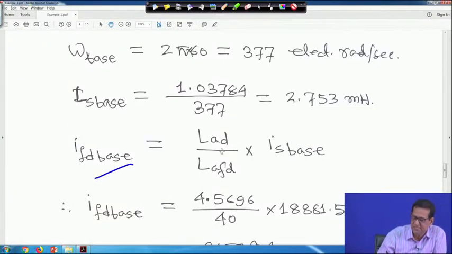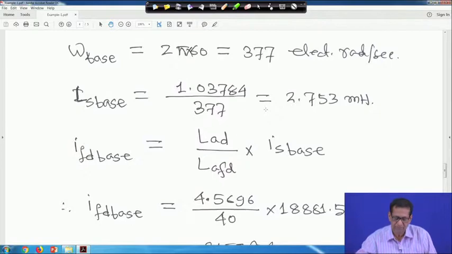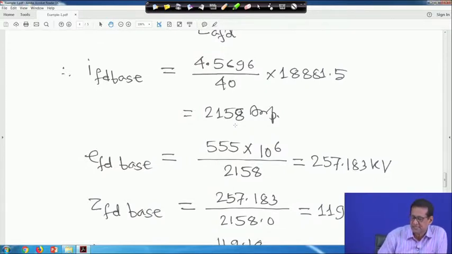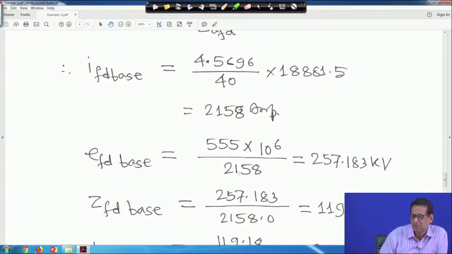Now, from this formula we know IFD base is equal to LAD upon LFD into IS base. So LAD is 4.5696 divided by 40, into 18,881.5. That is your 2158 ampere. Similarly, EFD base is the base MVA, 555 into 10 to the power 6 volt ampere, divided by this IFD base, 2158. This is 257.183 kilovolt, that is EFD base.